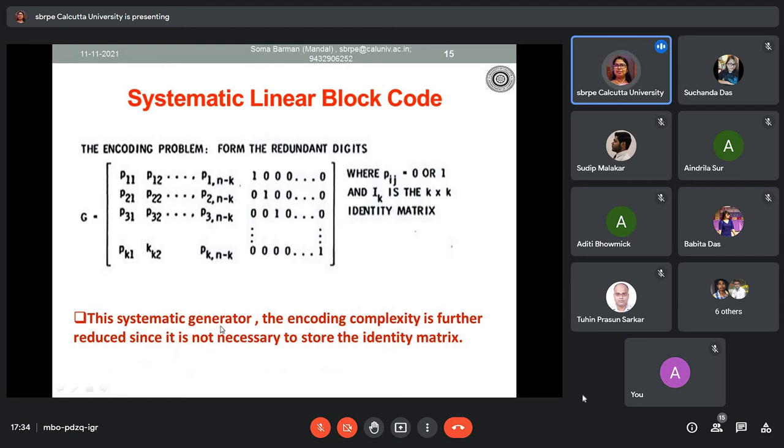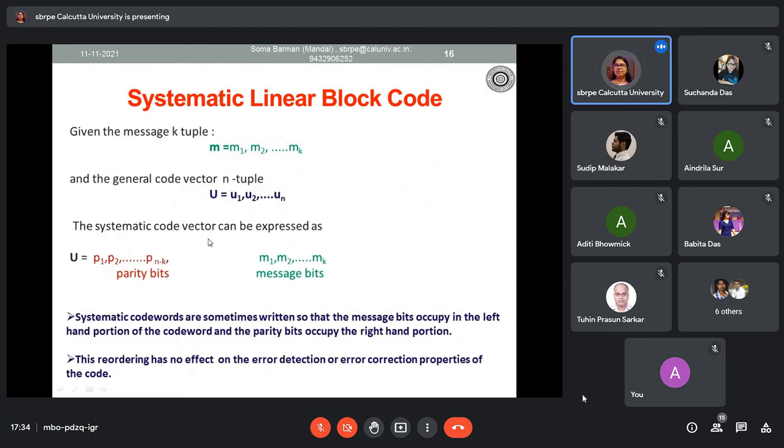With this systematic generator matrix, the encoding complexity is further reduced. One reduction comes by means of the basis function, and it is also further reduced by means of this. There is no need to store this identity part; you only store the parity matrix. Okay. So the storage space is again further reduced.